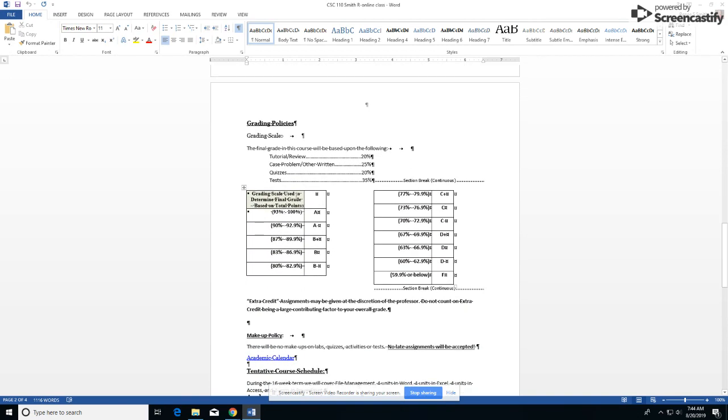My grading scale: I grade on a weighted basis, based off weights. So the tutorial review assignments are going to be 20% of your grade. Case problems and other written activities are 25% of your overall grade. Quizzes are 20% and tests are 35%.